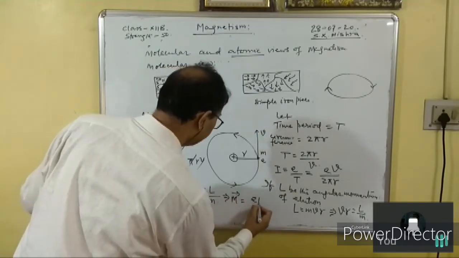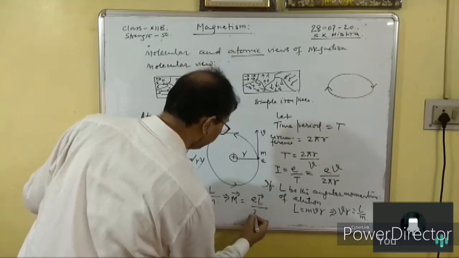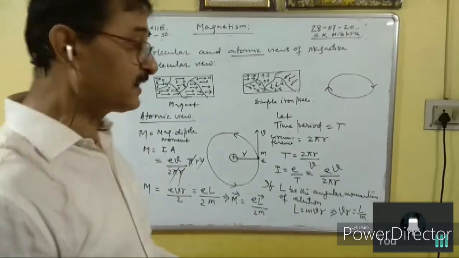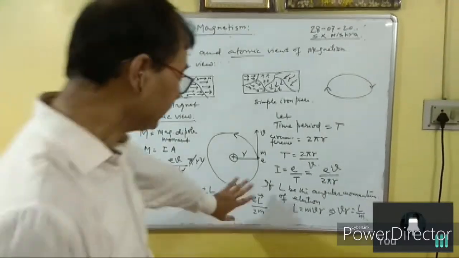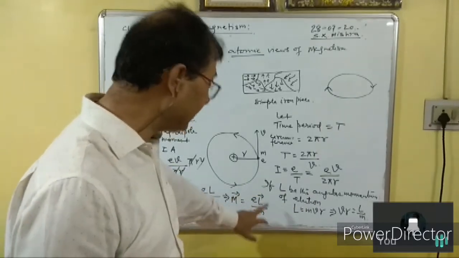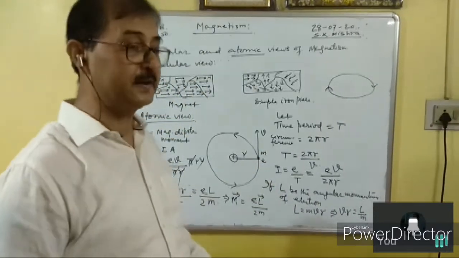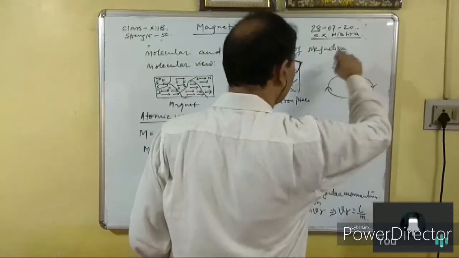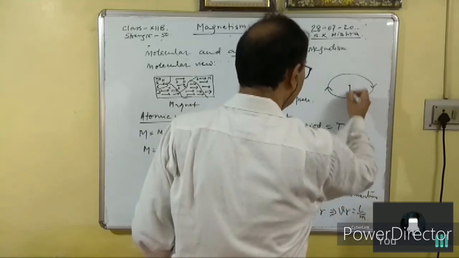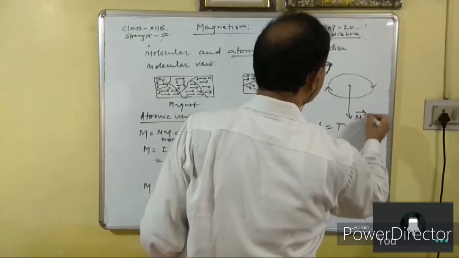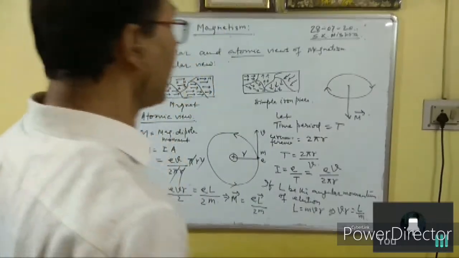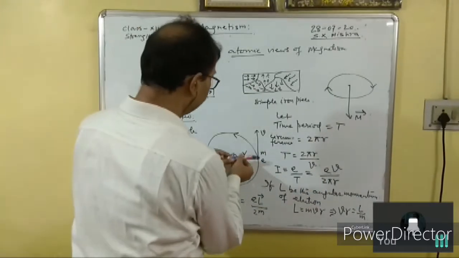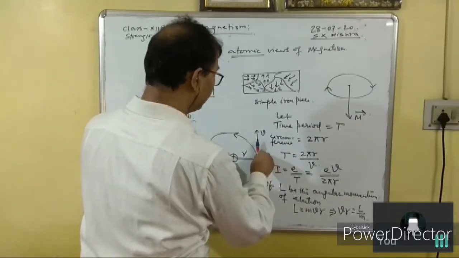So I is ev by 2 pi r, and A is pi r square, the area of the circular portion. Now you can cancel the 2 with this r, then pi with pi. So then evr divided by 2 is the magnetic dipole moment. Now you can substitute the value of vr. This implies v into r is L by m.